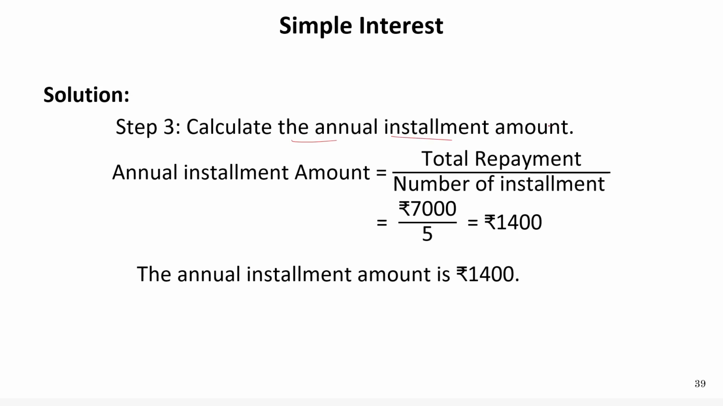So calculating the annual installment amount is equal to total repayment by number of installments. So the number of installments is 5 years and total repayment is equal to 7000. So 7000 by 5 is equal to 1400. So the annual installment amount is 1400 in this case.